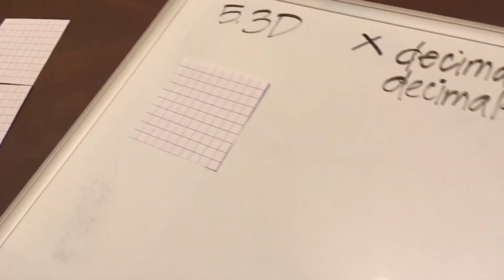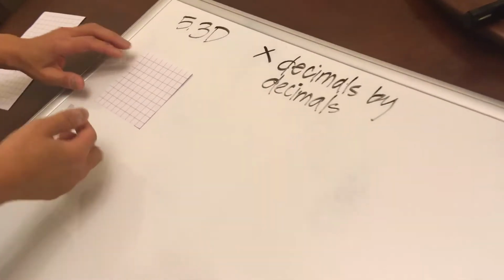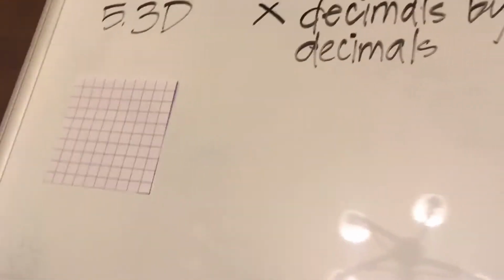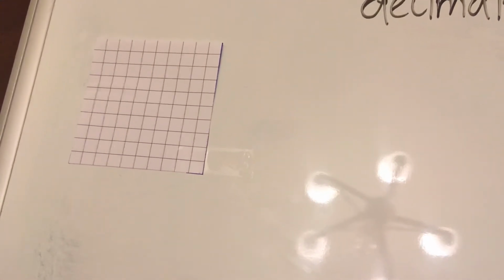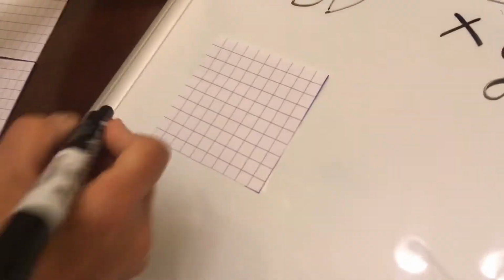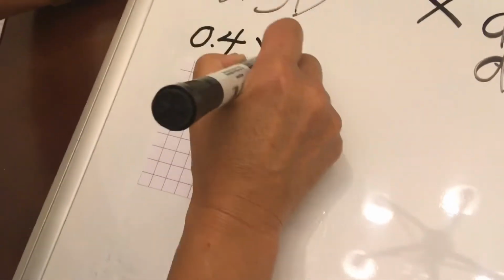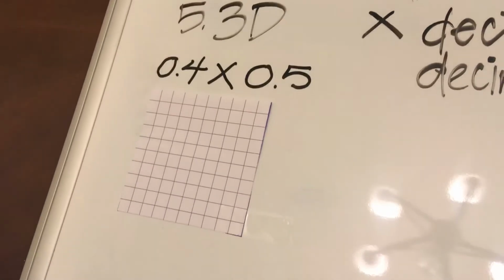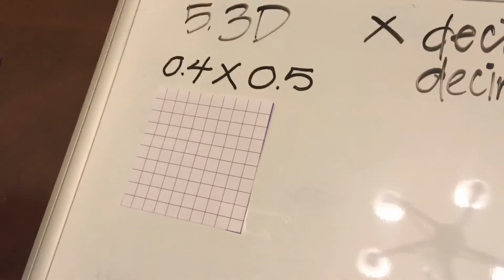So this 100 square here, I'm going to go ahead and take this down. This represents my whole thing. However, if I am looking for less than 1 whole, I'm just going to use this. So I am going to solve an equation that is 4/10 times 5/10.